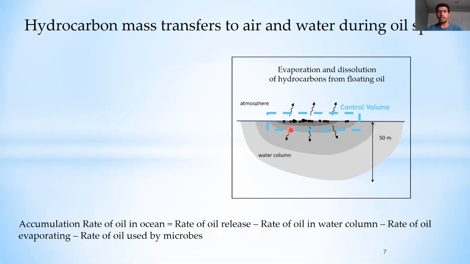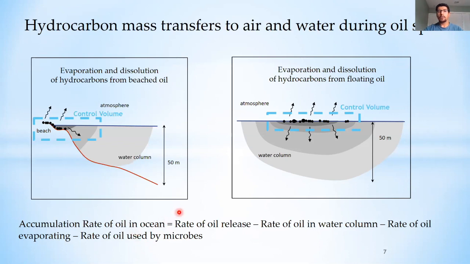Since we know the initial amount, the rate of the oil release, the rate of oil in the water column, and the rate of oil evaporating, and then some of the oil can be used by the microbes. This is a great food source for the microbes. It's a really high-calorie food. The microbe loves oil, so they use the carbon as a food source. So we can write down the mass balance equation, very simple, and then we can find the accumulation rate, what's left over in the water.